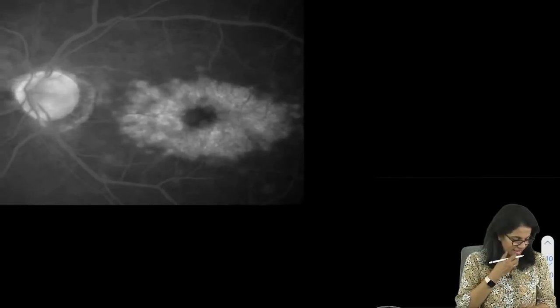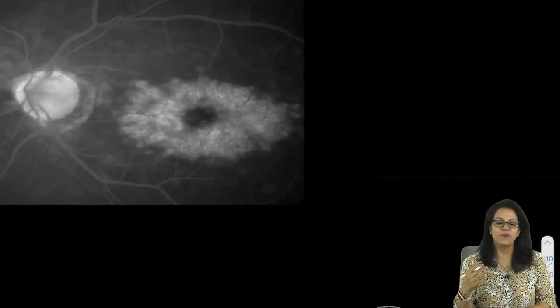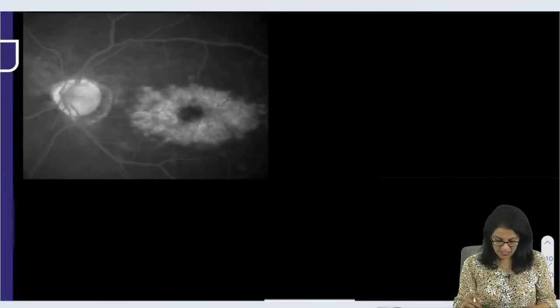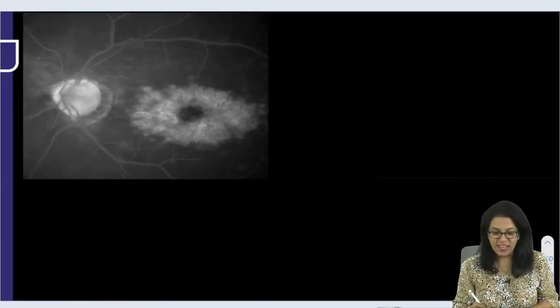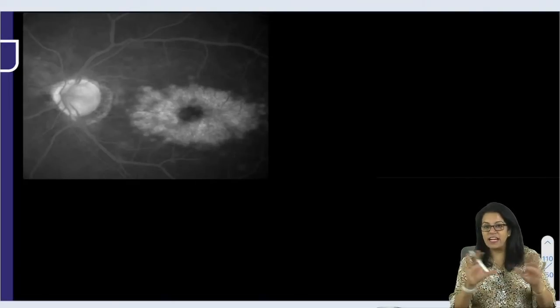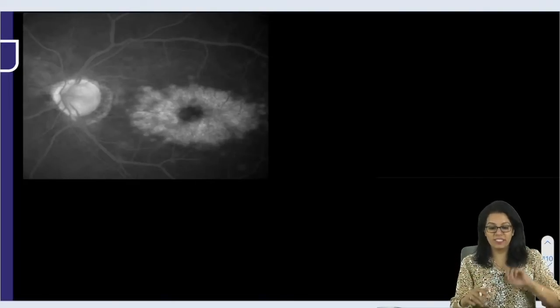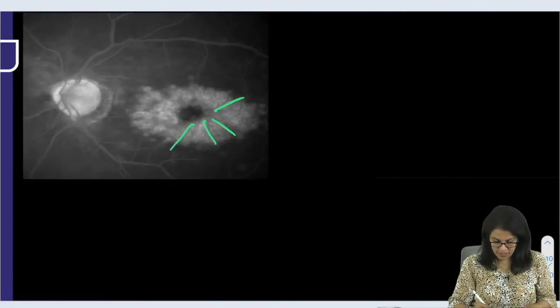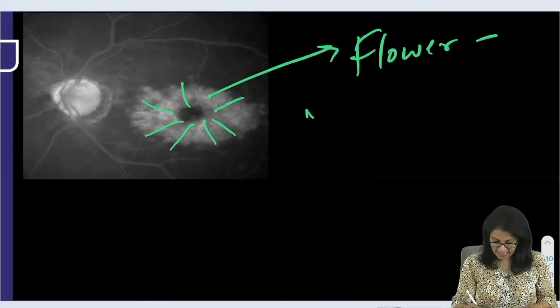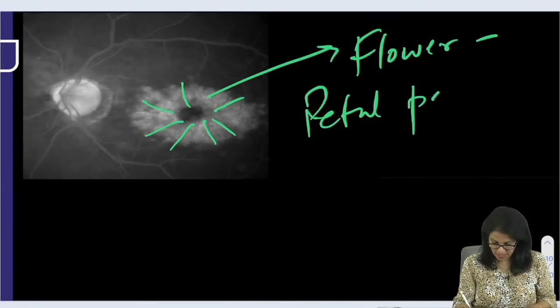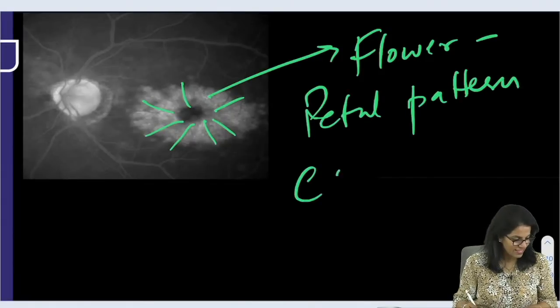Now tell me, what are you looking at? You all were answering this previously. This is a fluorescein angiography which is showing you, see the background you can see is white, it is not dark. That was the dark choroid sign. Here the leakage is in a flower petal pattern. So this is what the flower petal pattern is, and that means we are talking about cystoid macular edema.